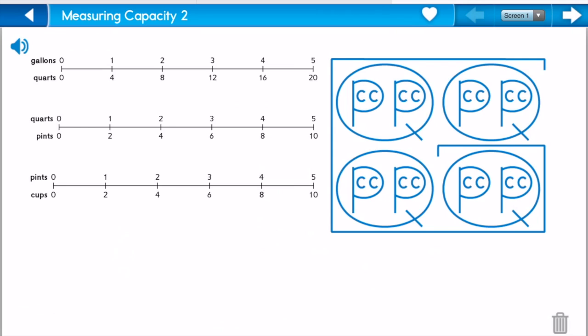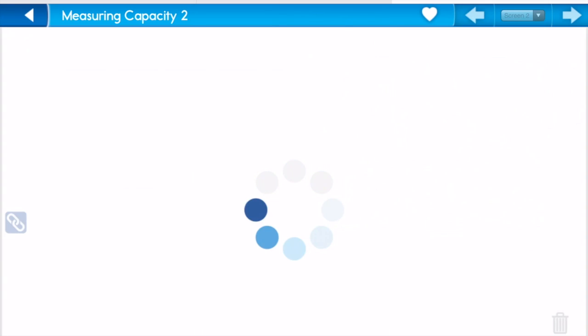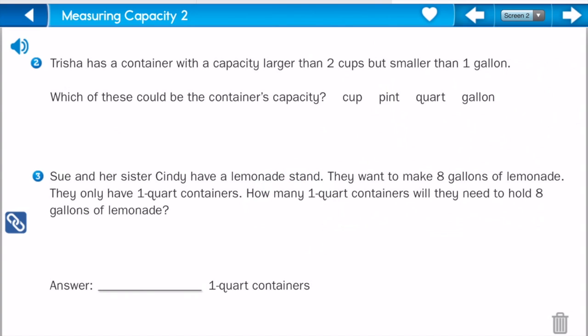Quarts and gallons, and then we have quarts and pints, and then we have pints and cups. So we have some number lines, and then we have that same visual. So let's go look and see what our first question says. Okay. Trisha has a container with a capacity larger than 2 cups, but smaller than 1 gallon. Which of these containers contain the capacity? Is it a cup, a pint, a quart, or a gallon?